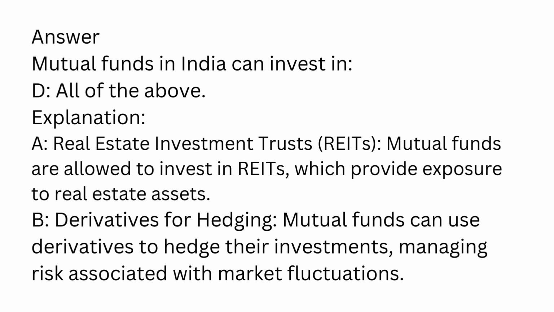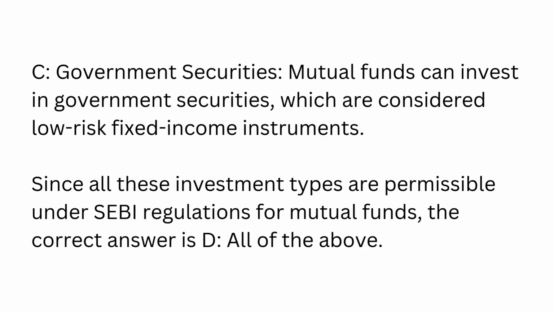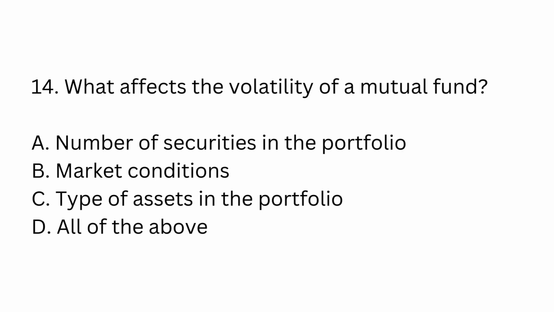Explanation. A. Real estate investment trusts, REITs. Mutual funds are allowed to invest in REITs, which provide exposure to real estate assets. B. Derivatives for hedging. Mutual funds can use derivatives to hedge their investments, managing risk associated with market fluctuations. C. Government securities. Mutual funds can invest in government securities, which are considered low-risk fixed-income instruments. Since all these investment types are permissible under SEBI regulations for mutual funds, the correct answer is D. All of the above.